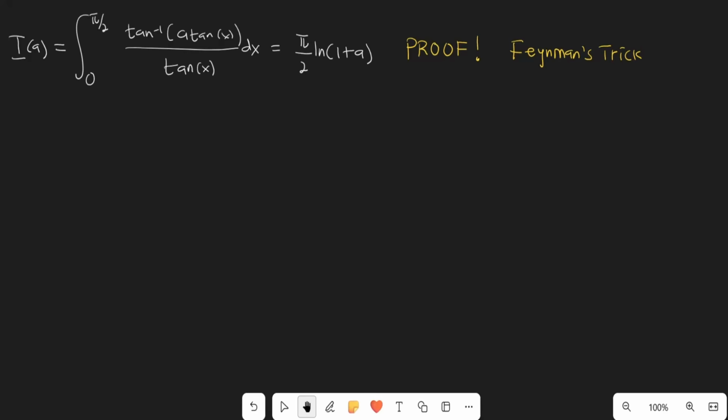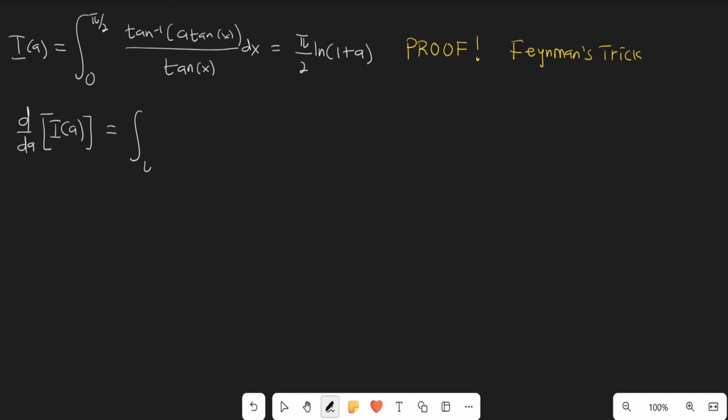In this video, we are going to show this result using Feynman's trick. We are going to show that this integral is equal to pi over 2 times the ln of 1 plus a. So Feynman's trick is taking the derivative under the integral sign. So we are going to differentiate our integral, that is I of a, with respect to the parameter a.